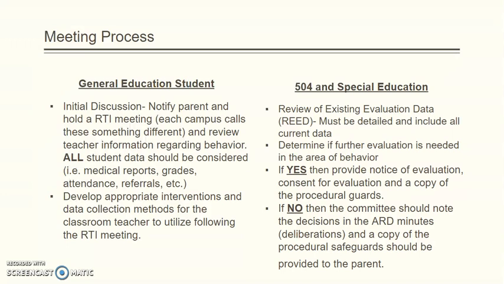Review of existing evaluation data, or READ, must be detailed and include all current data. Determine if further evaluation is needed in the area of behavior. If yes, then provide notice of evaluation, consent for evaluation, and a copy of the procedural safeguards. If no, then the committee should note the decisions in the ARD minutes, deliberations, and a copy of the procedural safeguards should be provided to the parent.